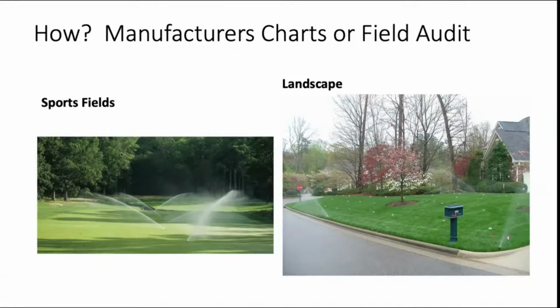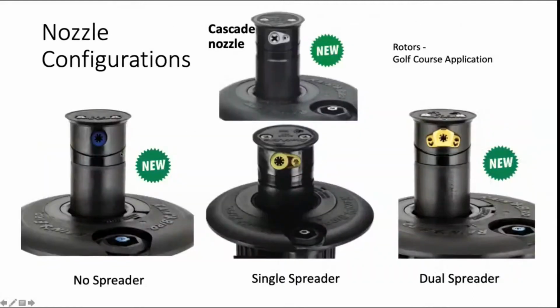I did a little research. I'm not an expert in golf course irrigation, but I went out and looked at some things that are available now in terms of nozzles for golf courses. These are Rain Bird rotors, and you can see all the different nozzle configurations. So you can see quite quickly that it becomes rather complicated in selecting the appropriate nozzle and configuration. This is a very simple nozzle.